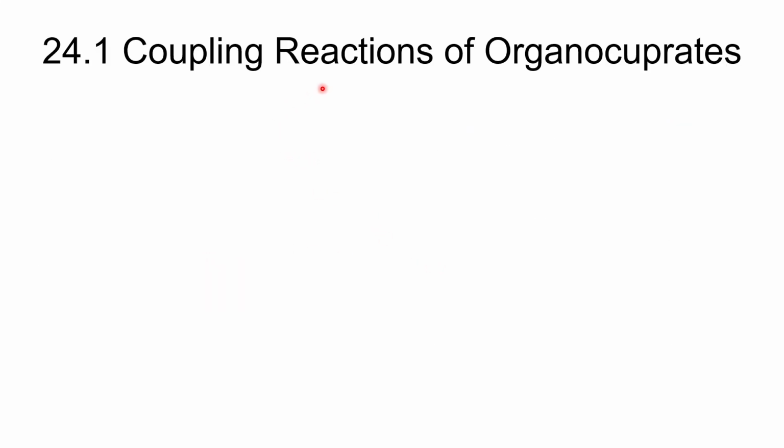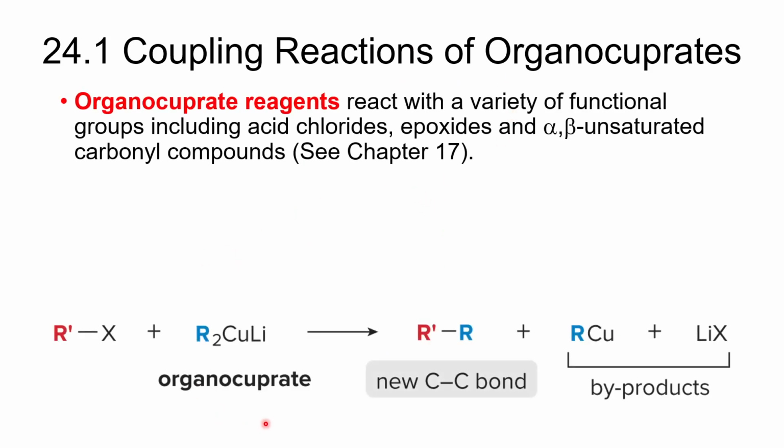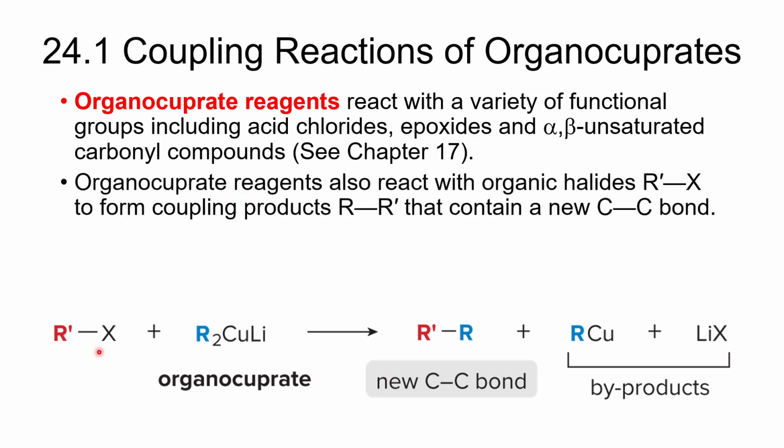So we can do coupling reactions with organocuprates and alkyl halides. So if we take an organocuprate and we use an alkyl halide, we can also use aryl halides. We can make a new bond between two carbons, and we'll form this. So we had talked about using organocuprates when we talked about alpha-beta unsaturated carbonyl compounds, acid chlorides, epoxides. So we've already used them for some things.